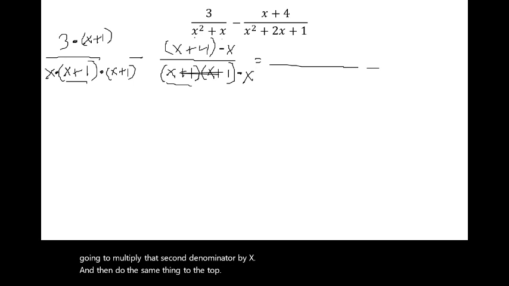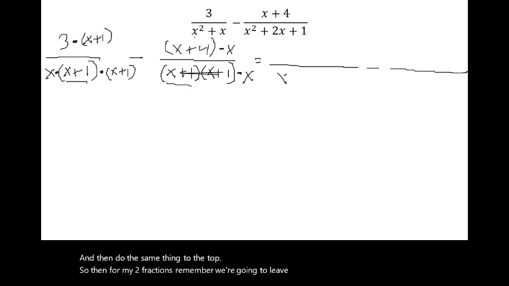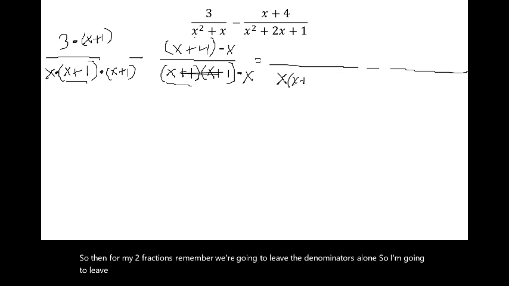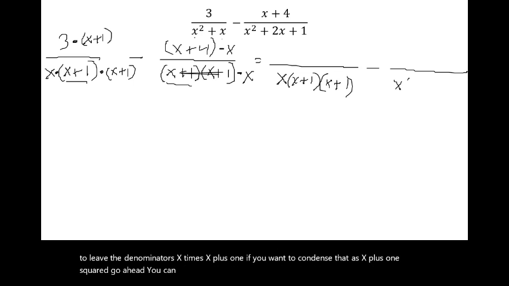So then for my two fractions, remember we're going to leave the denominators alone. So I'm going to leave the denominator as x times x plus 1. If you want to condense that as x plus 1 squared, go ahead, you can do that. But again, don't distribute the denominators. You're going to leave them factored.